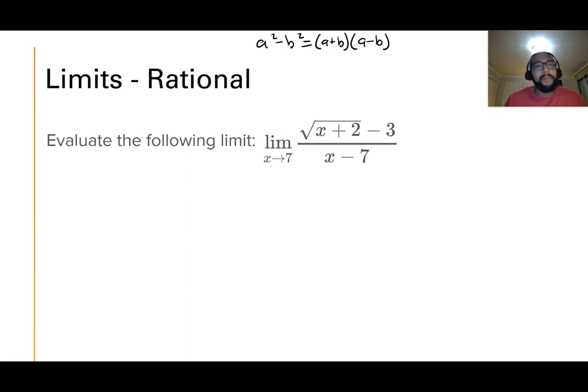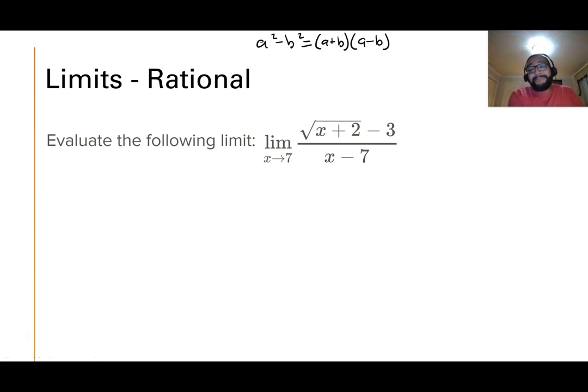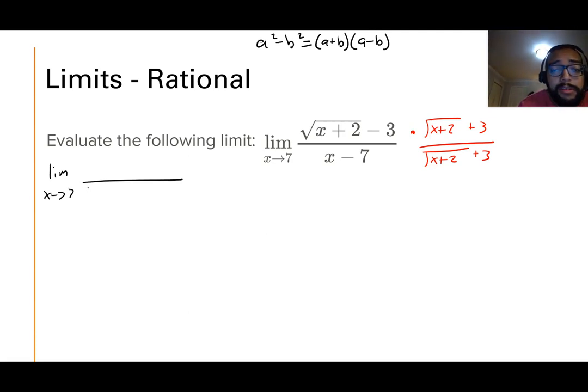So the next method we learned was multiplying by the conjugate. So I recommend multiplying by the conjugate of our numerator. It won't really help us to multiply both sides by x plus 7. That won't really help us. But we're going to multiply by this conjugate over root x plus 2 plus 3. Now notice here on the bottom, I'm not going to multiply that out. I'm going to leave the bottom alone. Just don't mess with it.